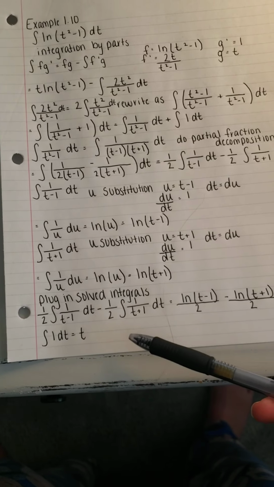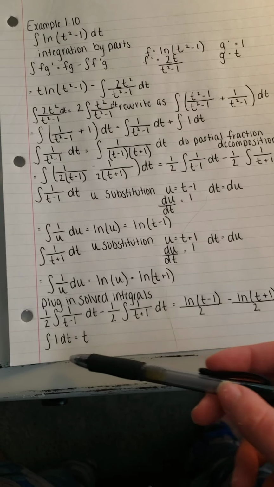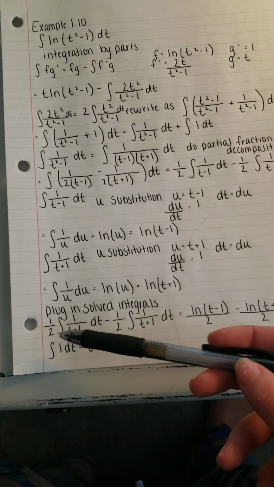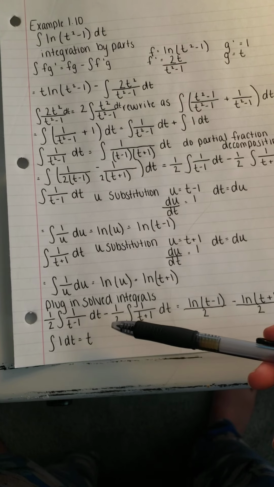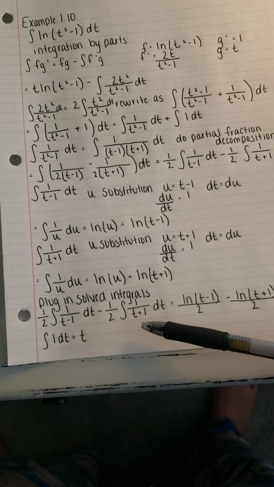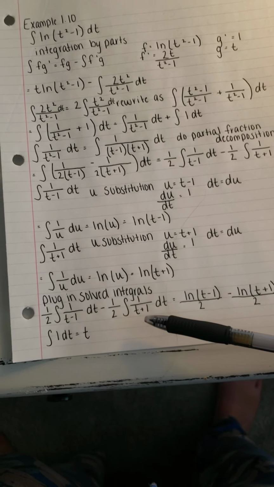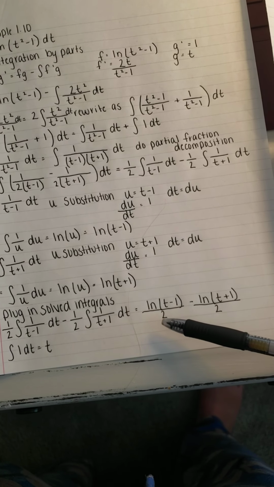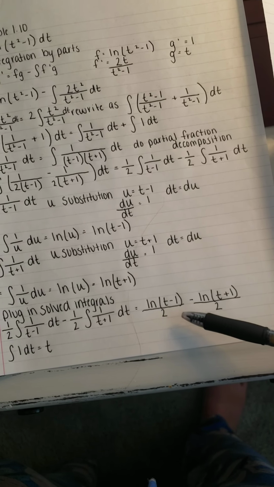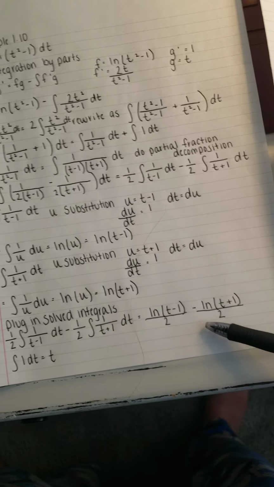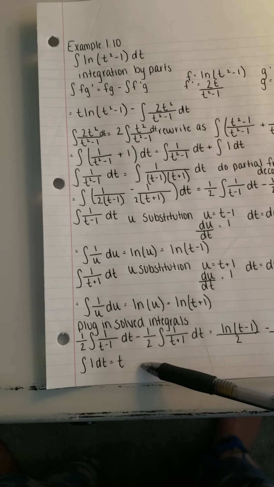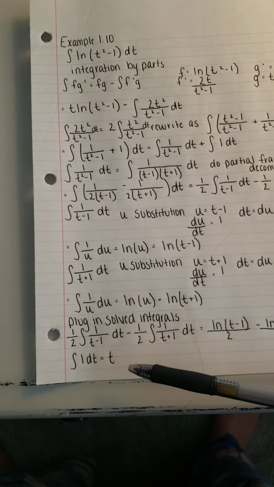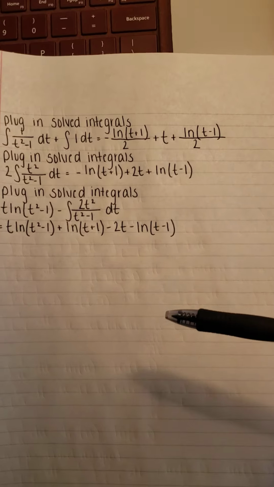So here's where I start plugging in solved integrals. So here we have 1/2 the integral of 1 over t minus 1 dt minus 1/2 the integral of 1 over t plus 1 dt equals ln of t minus 1 over 2 minus ln of t plus 1 over 2. Then I decided to go back up to our integral of 1 dt, which just equals t plus a constant. So then I write too big, so second sheet of paper.